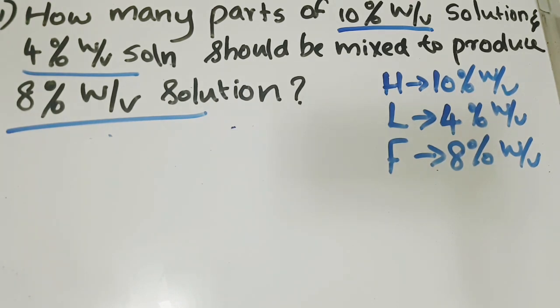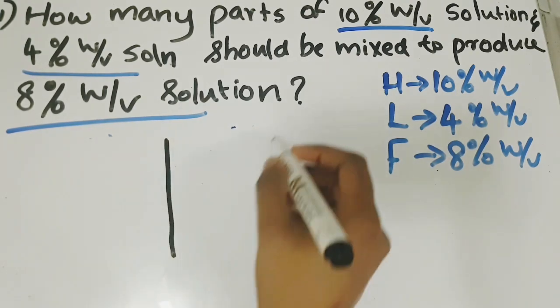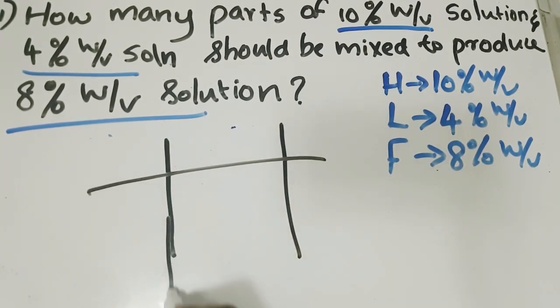In case these are different, you have to make all the units similar. After that you can use the alligation grid or alligation matrix. So in the first step we analyzed the data, and in the second step we checked whether any conversion is required. Now coming to the third step: we have to draw the alligation grid. So we draw the alligation grid here.